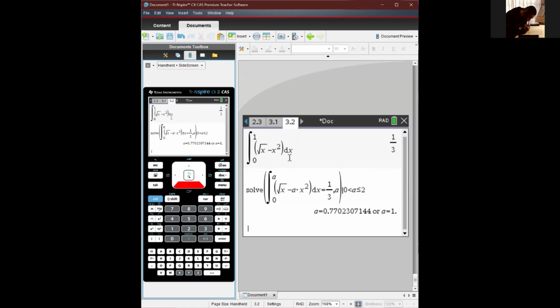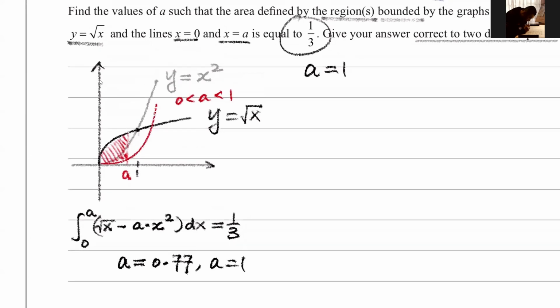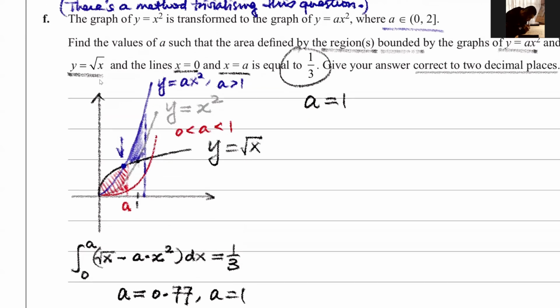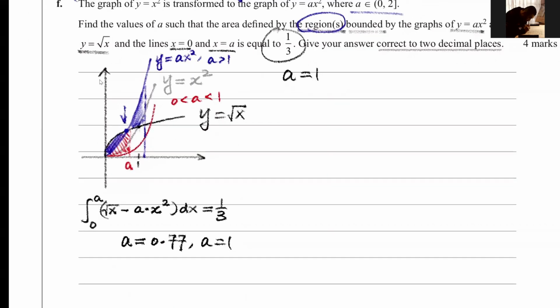But there is another possibility. Another possibility is when a is slightly greater than 1. If a is slightly greater than 1, then you dilate this graph like this, okay? So this is y equals ax squared, and a is greater than 1, but still less than 2. Then you'll expect an intersection here. So there are two regions. That's why the question said region, bracket S. The sum of these two regions will equal, for example, 1/3.